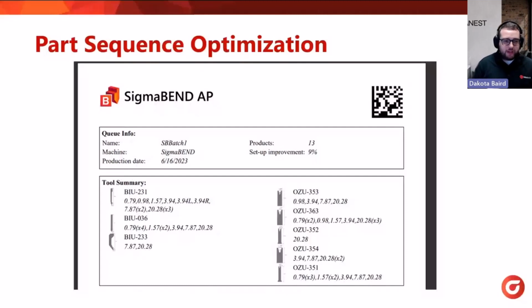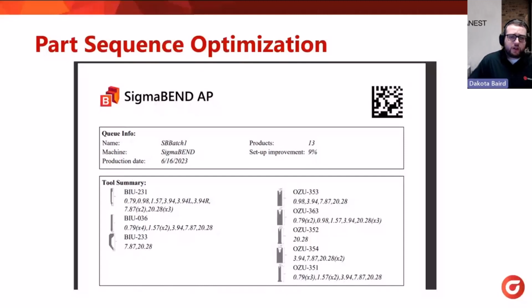So just by letting the software optimize the order we're bending parts in, we can estimate that we can perform 140 more parts that day and get 140 more parts done. So you can see how that can quickly lead to a lot more throughput for production.